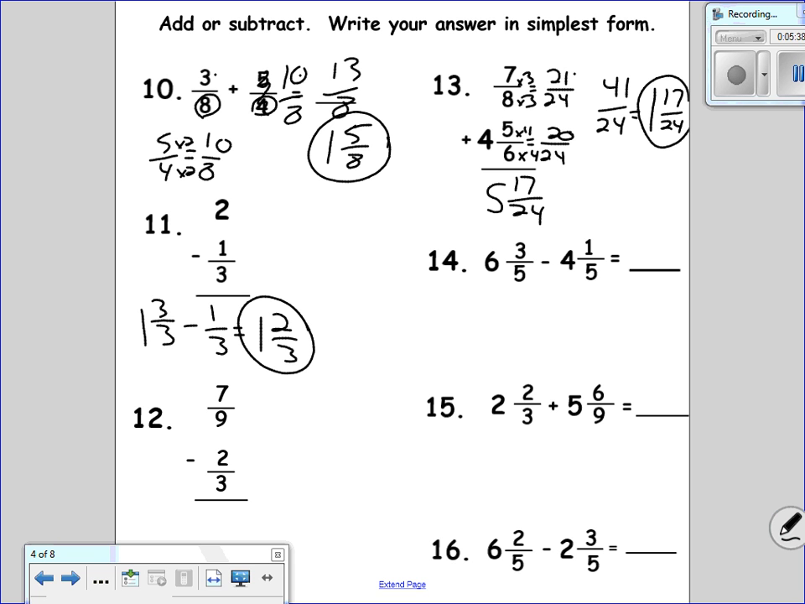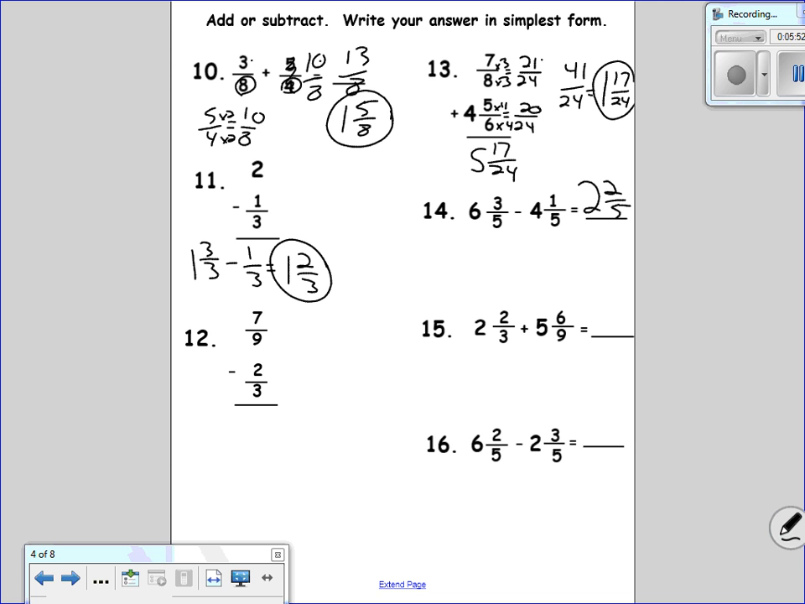Let's look on over here. Number on the left, larger than the one on the right. Denominator is the same, and my numerator is larger, so I can just strictly subtract right across. 6 minus 4 is 2. 3 minus 1 is 2 fifths. It's easy. Let's keep moving along here.